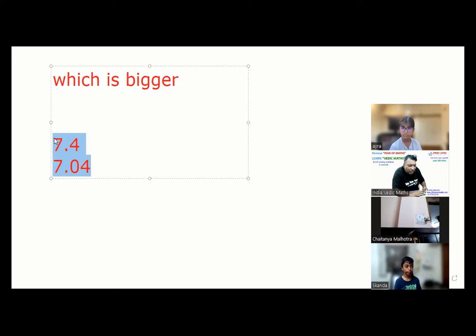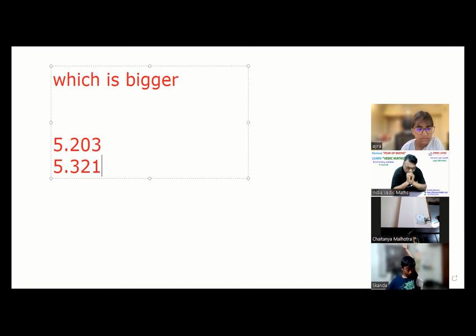Let's try the next one. And I am going to make it bigger. Suppose I say 5.203, 5.321, which number is bigger, Ira? And why? Sir, the second one, 5.321, because this 5 and this 5 are equal. Yes. You are going to compare 3 and 2. Equal. Correct? Yes. And the second one is also not equal. But we will stop here because we know 3 is bigger than 2. We'll stop here.